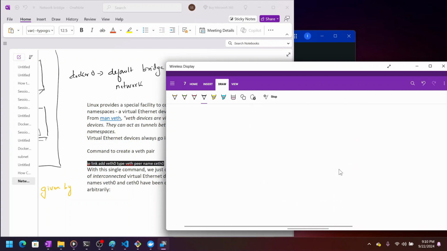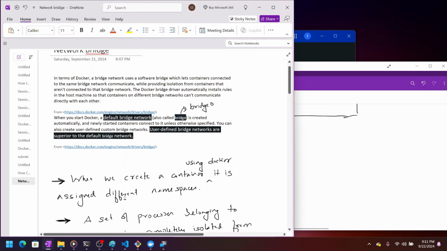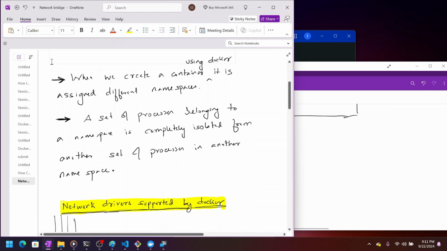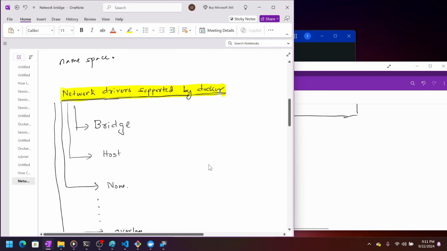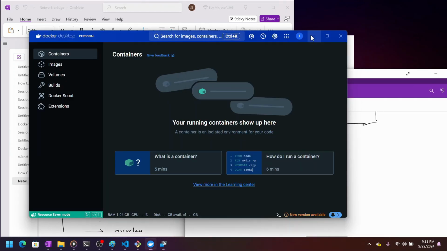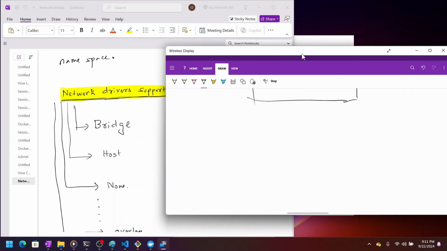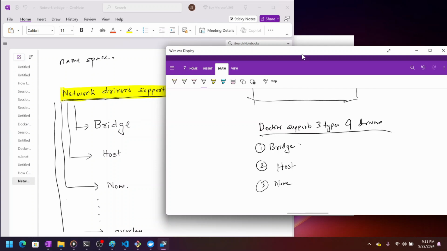So let's go into Docker networking. When you create a container using Docker, it is assigned different namespaces. A set of processes belonging to a namespace, which we discussed, is completely isolated from a set of processes in another namespace. Docker supports three types of drivers: one is bridge, one is host, and one is none.